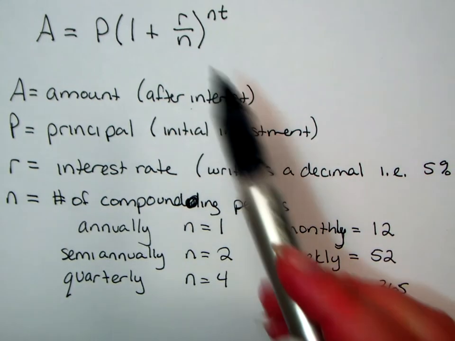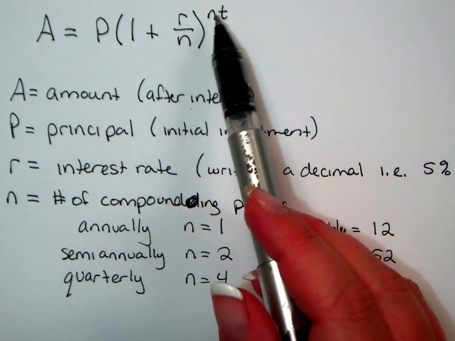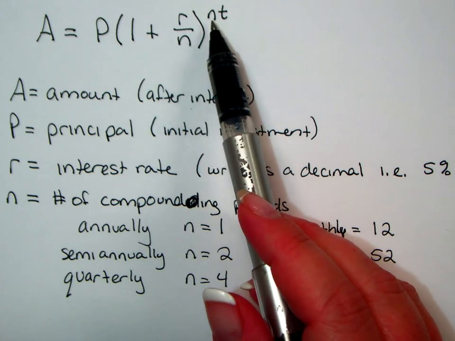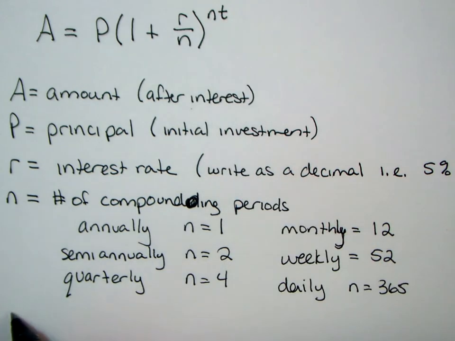All right, now the N is going to go in 2 different places, right? One, we're going to divide the interest rate by N, and then the other N is going to be multiplied times T. What is T? Okay, T is time in years.